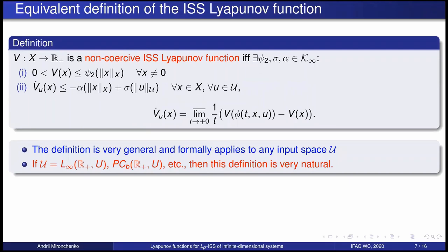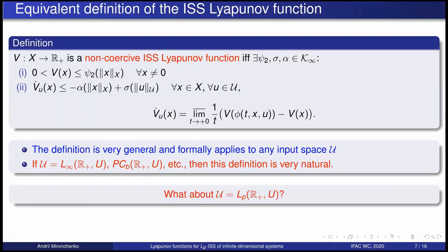Our definition of an ISS Lyapunov function is very general and formally applies to any input space U. If U is the L infinity space, or the space of piecewise continuous functions, or any other space which is based on the supremum or essential supremum norm, then this definition is very natural and reasonable. However, what about the LP space for finite P?